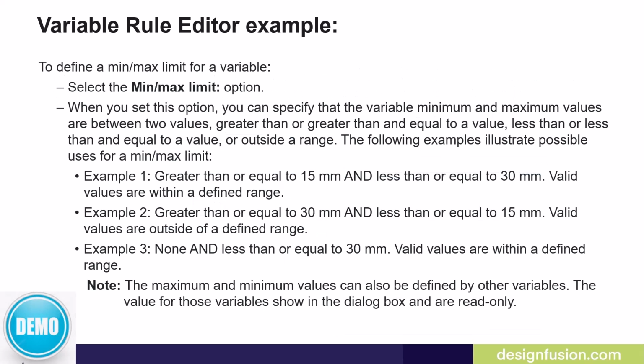As an example, let's see how to define a min-max limit for a variable. In the dialog, select the min-max limit option. When you set this option, you can specify that the variable minimum and maximum values are between two values, greater than or greater than and equal to a value, less than or less than and equal to a value, or outside a range. This slide lists three examples.